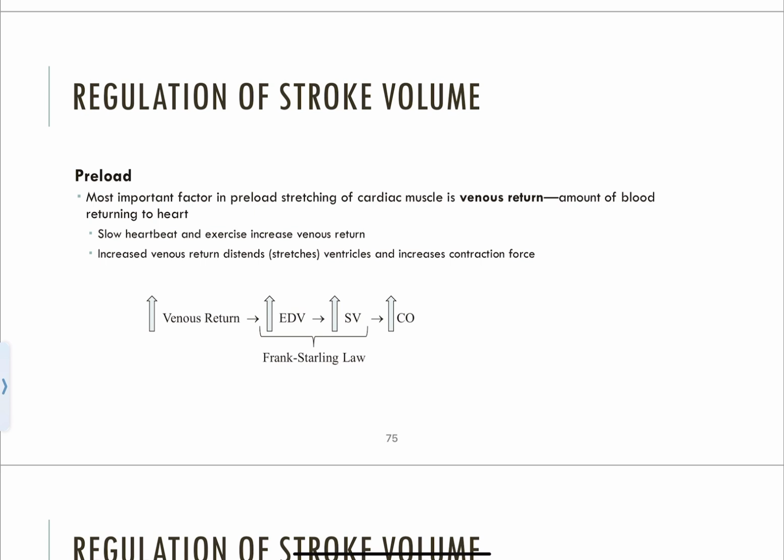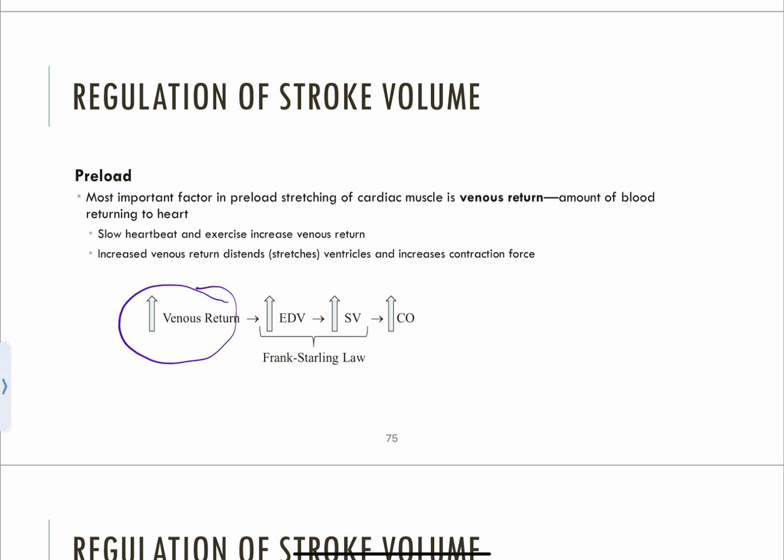So why would slow heartbeat? Because we're increasing the amount of time that the ventricles can fill. Increased venous return is going to help stretch those ventricles and increase contraction and force. That's basically the Frank-Starling relationship, where if we increase the venous return, we're increasing the end diastolic volume, or the max amount of blood in our ventricles after relaxation.